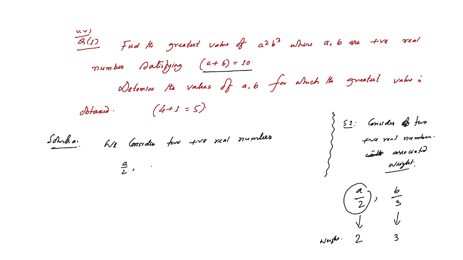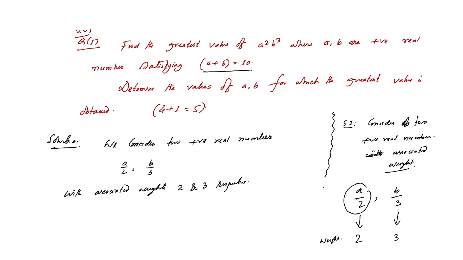One is a by 2 and the other one is b by 3, with associated weights 2 and 3 respectively. This is the main part.